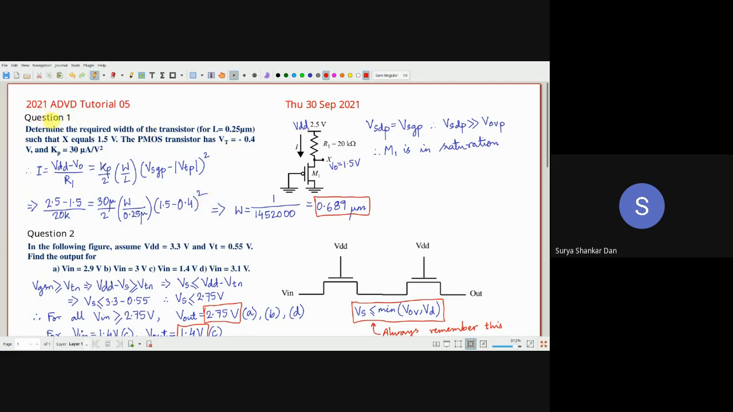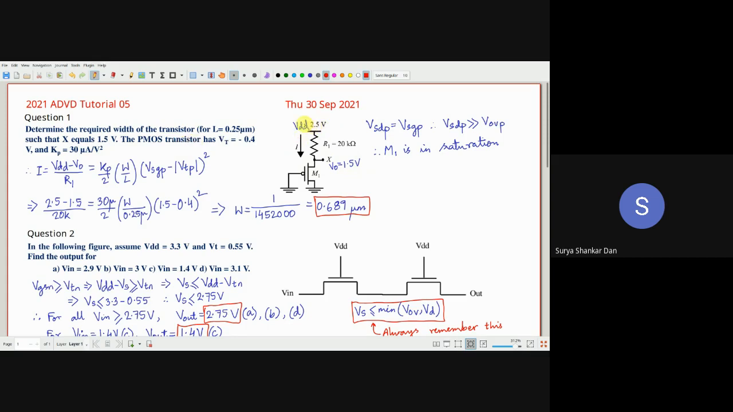In the first problem today, we have to find out the width of the transistor. The technology node is provided. This is the 250 nanometer technology node, such that X, I mean, it should actually be the voltage at X. That voltage at X is 1.5 volts. It is already provided, so I have written it on the figure itself. So VO is equal to 1.5 volts, and the VDD is provided as 2.5 volts.